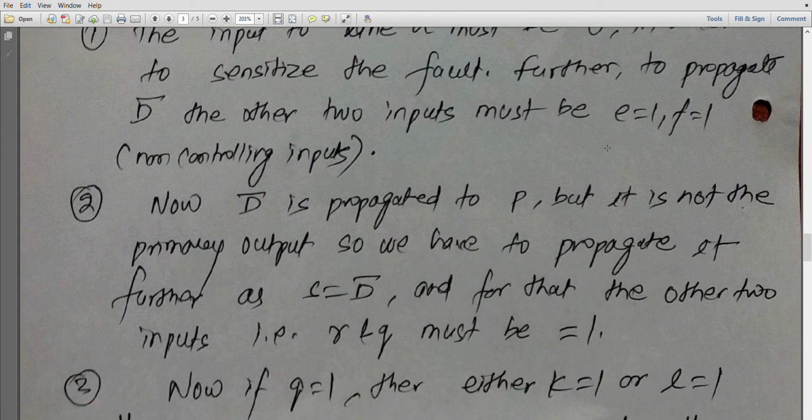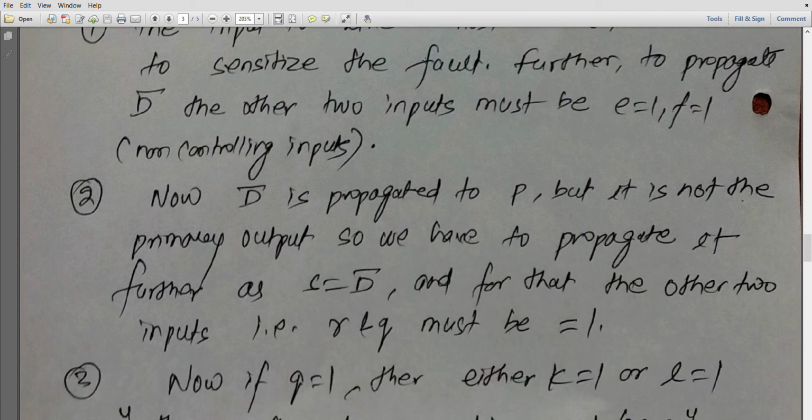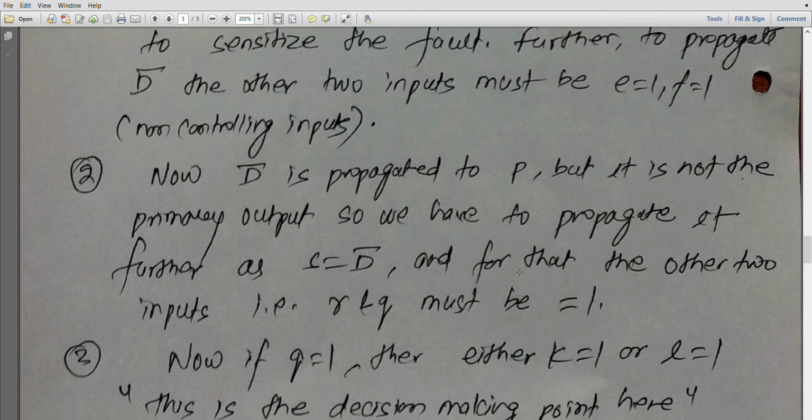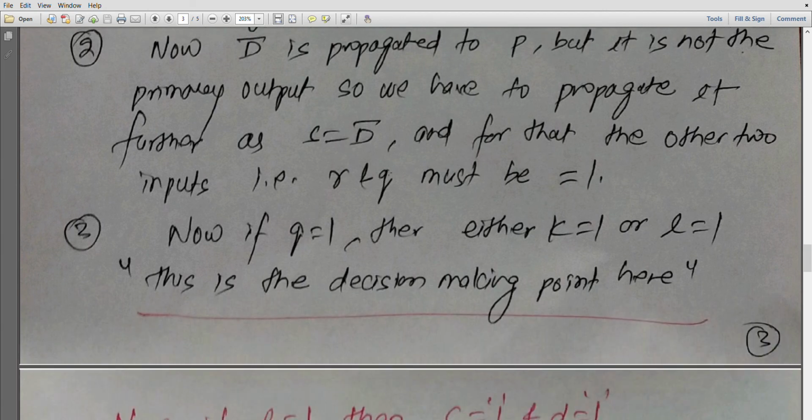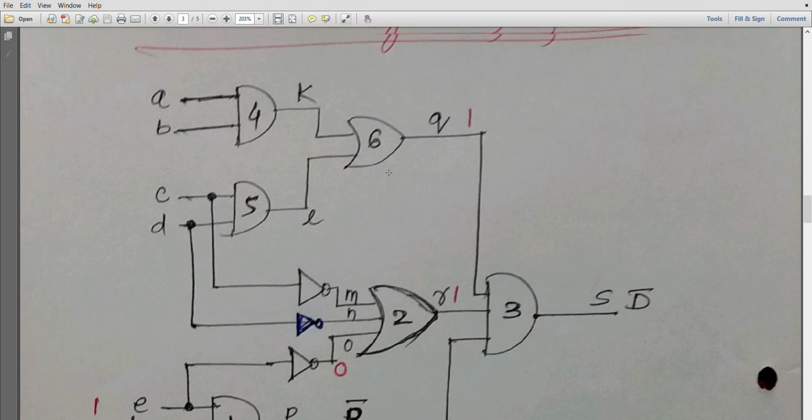Now second, D bar is propagated to P, but it is not the primary output, so we have to propagate it further as S equal to D bar, I mean the primary output. And for that the other two inputs, R and Q, must be 1. That also we discussed. Now let us see. If Q equals 1, then either of the inputs, K or L, has to be 1. K can be 1 and L can also be 1. If K is 1, then Q will be 1. If L is 1, then also Q will be 1, because gate number 6 is nothing but the OR gate.